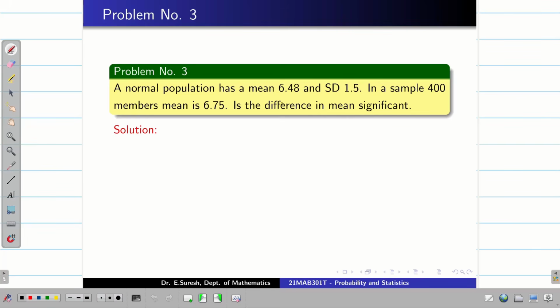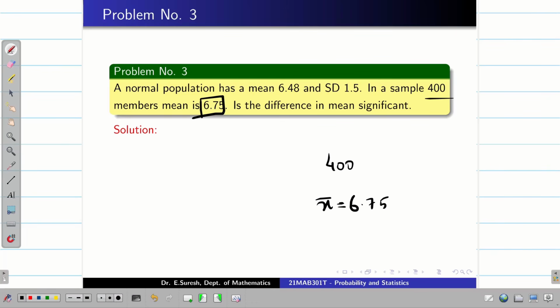A normal population has the mean 6.48. So normal population mean. So we have to identify the words first. Mu is given as 6.48 and standard deviation for population is sigma 1.5. So this problem comes under single mean problem. Sample size 400, large sample. Average of that sample is x bar 6.75.